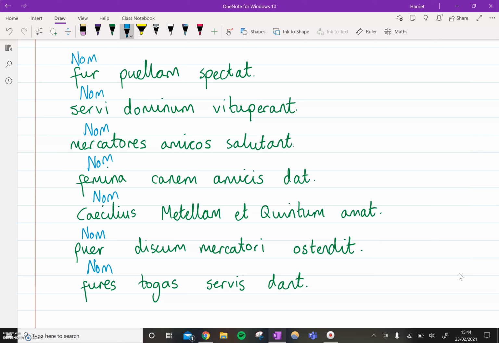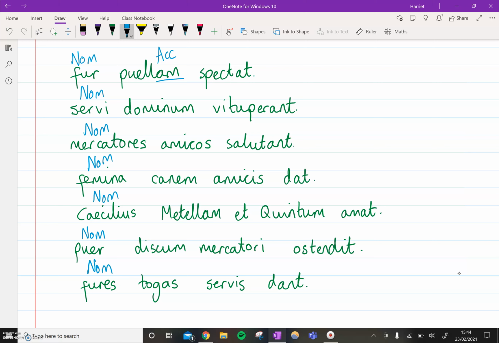If we have a look at this first sentence, puellam ends in an M, so that means it's accusative. So it's the girl that's receiving that action. Spectat means watches, so this sentence means the thief watches the girl. The thief is the nominative because he's the doer.